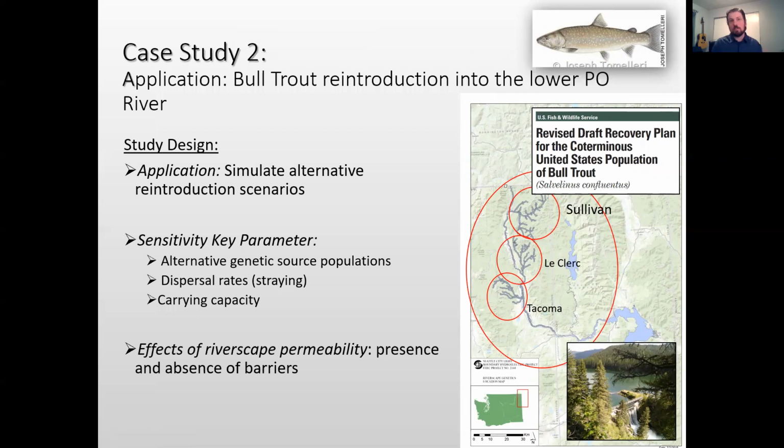This has not taken place yet, but we wanted to explore some alternative scenarios associated with the potential reintroduction of bull trout. So in terms of management scenarios, we looked at alternative ways to source individuals for the reintroduction. So you could source from populations with very high genetic diversity, low genetic diversity, from many populations, from few populations. We wanted to see how that might affect genetic outcomes like genetic diversity and genetic structure on the back end. And then again, the presence and absence of barriers. And then we also looked at some life history things like dispersal rates. We looked at low and high carrying capacity, which is basically unknown in the system, right?